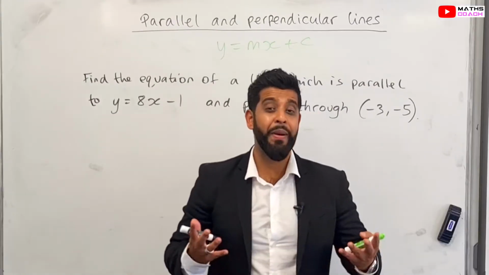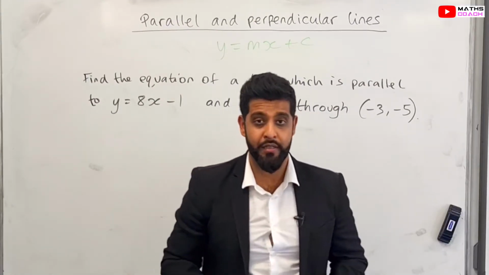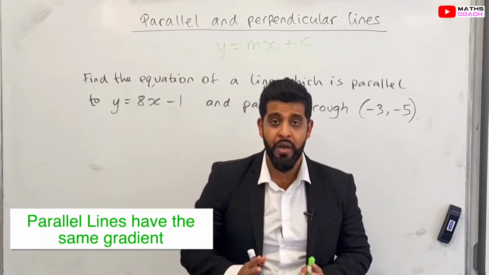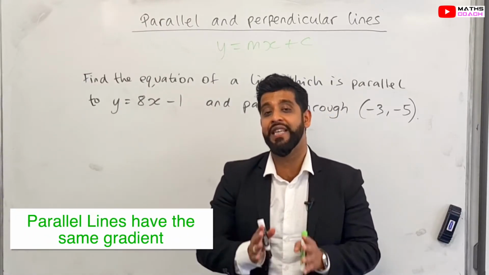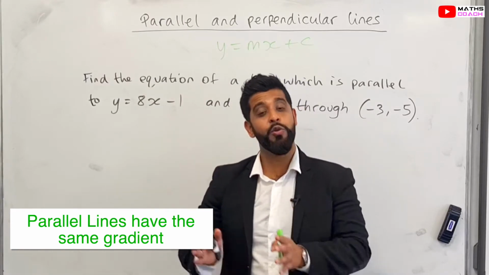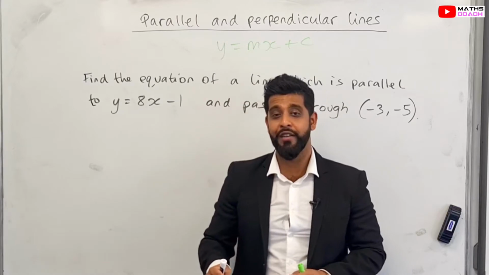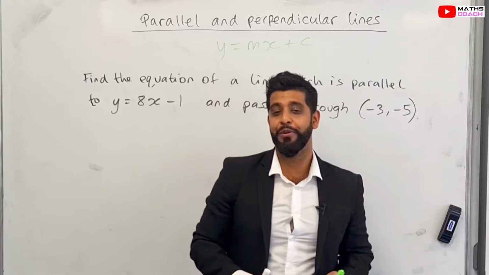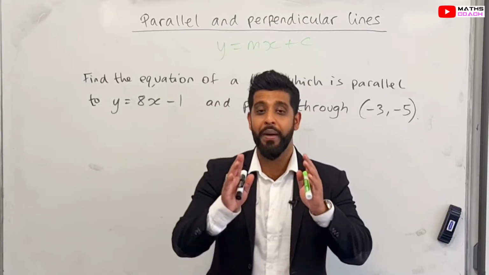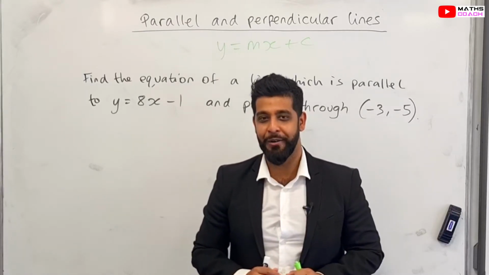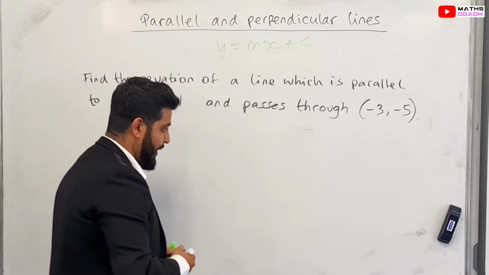So what are parallel and perpendicular lines? Well, when two lines are said to be parallel, it means that they have the same gradient. And when two lines are perpendicular, it means that one of the gradients is the negative reciprocal of the other. But I will show you that through examples, so don't stress too much for now. Let's begin with parallel lines.